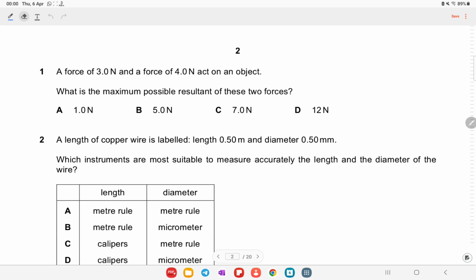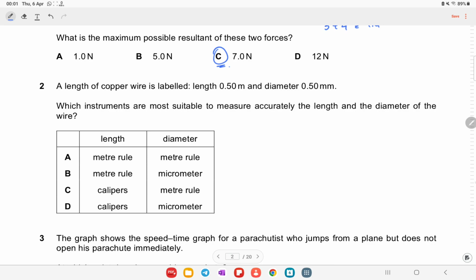Okay, we will start right off with our first MCQ, and the question says that a force of 3 Newton and a force of 4 Newton act on an object. What is the maximum possible resultant of these two forces? So simple, whenever there are two parallel forces, and over here the forces are parallel, you can simply add them. So that's going to be 3 plus 4, which equals 7 newtons. So the answer would be C.